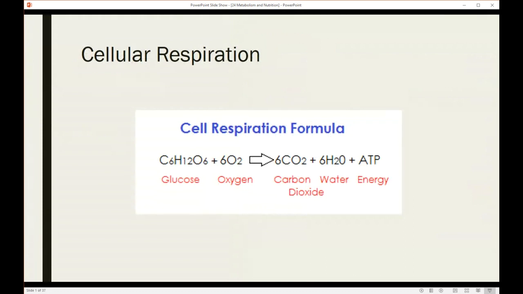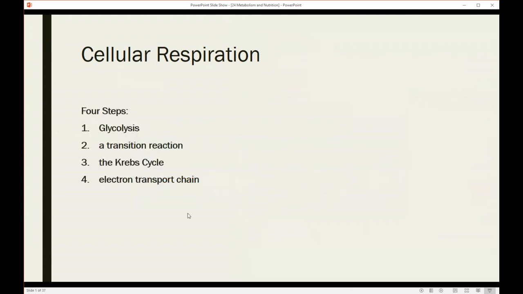So remember, cellular respiration is when we take glucose in the presence of oxygen, and we get out carbon dioxide, water, and energy. There are 4 steps to cellular respiration. There's glycolysis. Then there's some sort of transition reaction. This is where we're changing something.